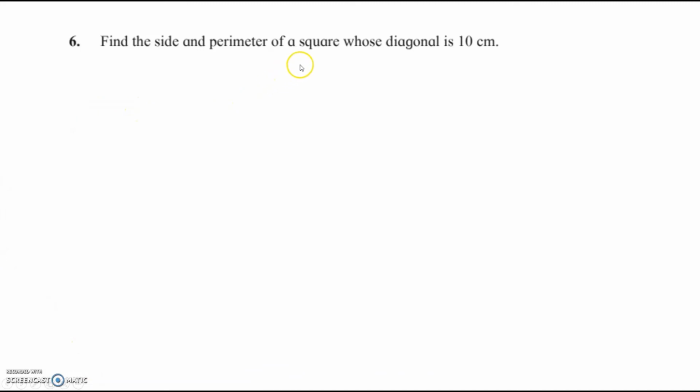Find the side and perimeter of a square whose diagonal is 10 centimeters. So let's draw the square, name it as P, Q, R and S. Now it's a square whose diagonal is 10 centimeters. So let's put the diagonal as 10 centimeters. Now you know the properties of a square. All sides are equal. All angles are of 90 degrees. So let's put angle Q as 90 degrees. All the sides are equal. Let's take the two sides, PQ and QR as X. You know SR and PS will also be X.